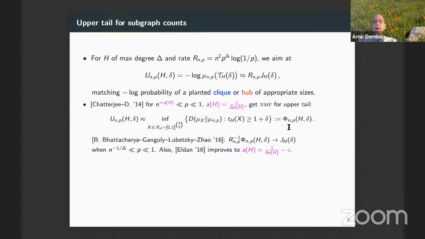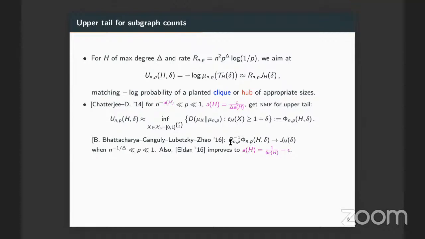They saw, we have a variational problem, and they checked that the optimum of this variational problem, normalized by R, is indeed converging to this explicit function J_H of delta, which I'm not going to write out. This explicit function corresponds to what you get if you try either the clique or the hub, making the minimal size that will do the job for you, and see which one has the smallest negative exponent.